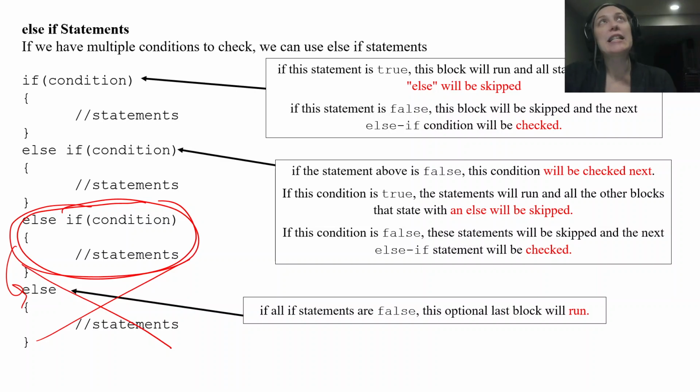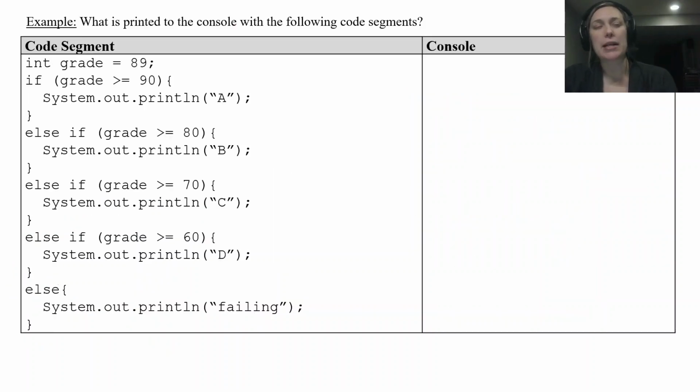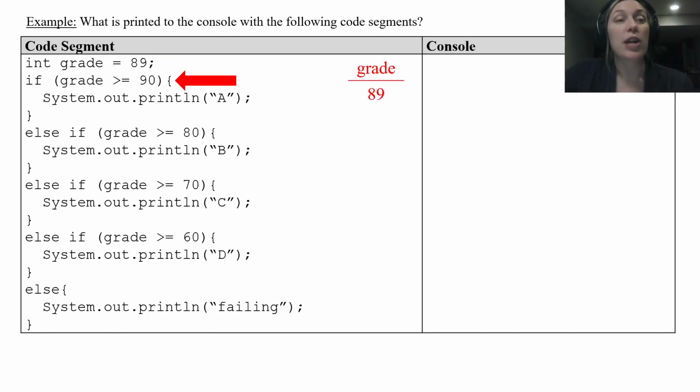Okay, let's see an example of this being used that might make a little bit more sense. So what is printed to the console with these code segments here? Let's say your grade was an 89. Okay, int grade equals 89. Let's check first what letter grade we're going to be printing off here. First it asks if grade is greater than or equal to 90. If grade is greater than or equal to 90, you're going to print off an A. Is an 89 greater than 90? No, that's false. Okay, you don't have an A.